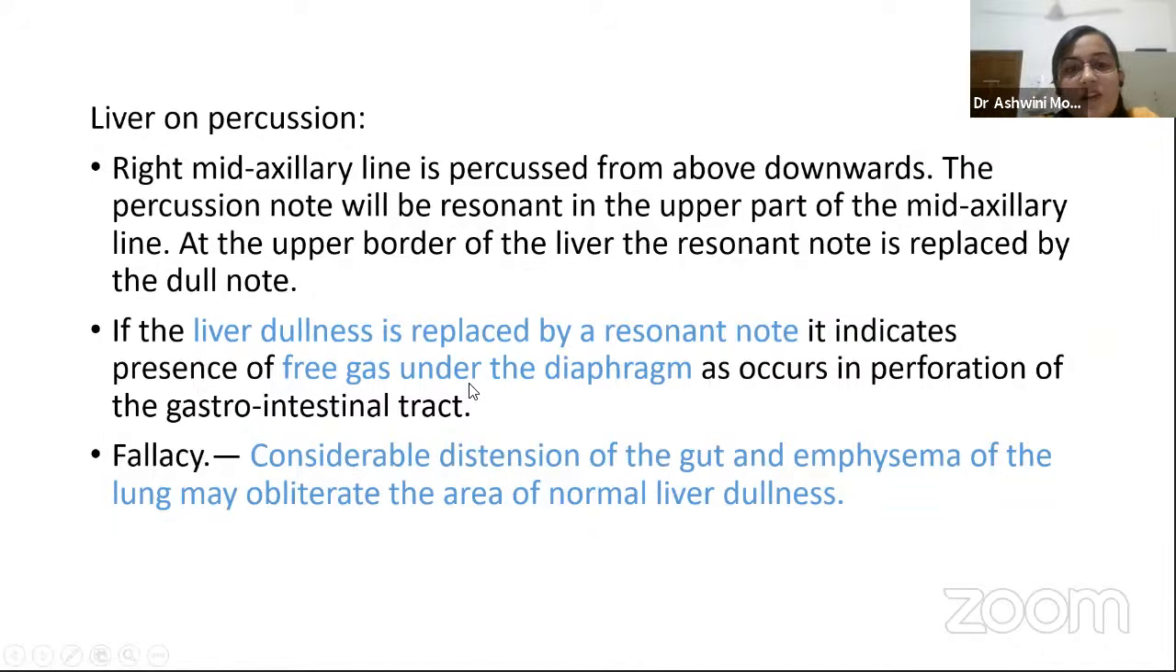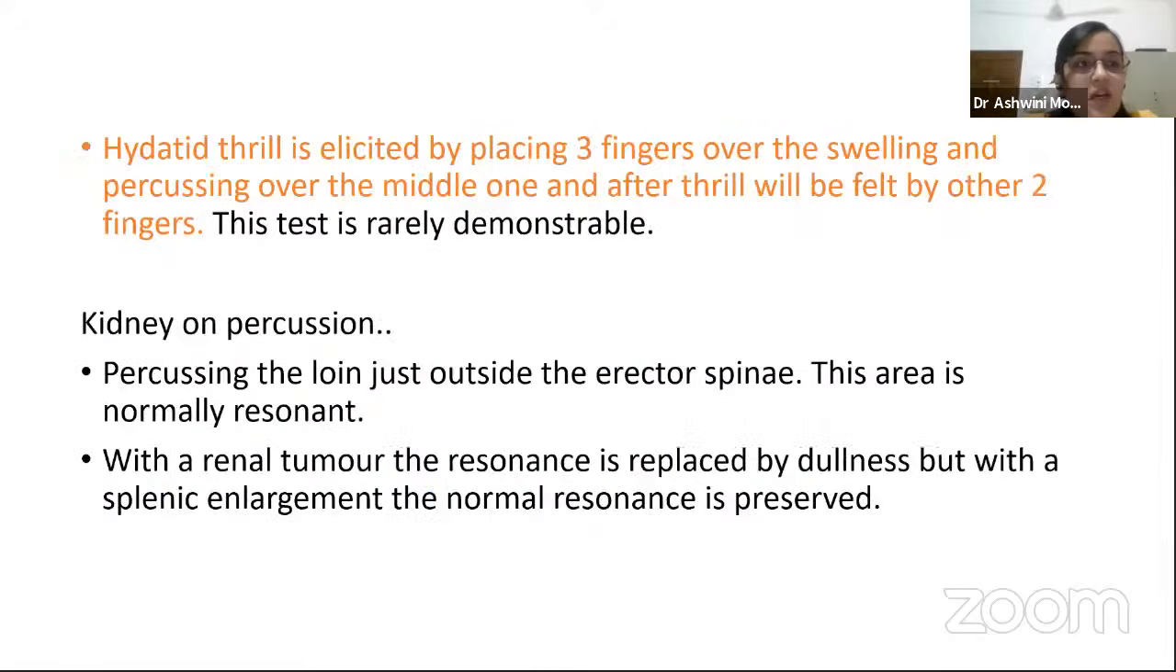But the specific point is, if liver dullness is replaced by the resonant note, it indicates free gas under the diaphragm. But that doesn't mean that if there is no resonant note, then it cannot be a perforation. We have to keep in mind that it is not present in all cases, but in some cases there must be free gas under the diaphragm when the liver dullness is replaced with the resonant note. The fallacy in this case is that considerable distension of the gut and emphysema of the lung may obliterate the area of normal liver dullness, and we may wrongly think about free gas under the diaphragm. That is the wrong thing.